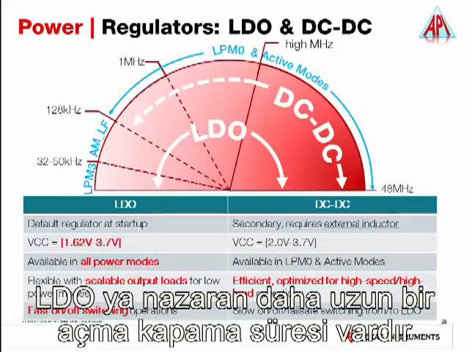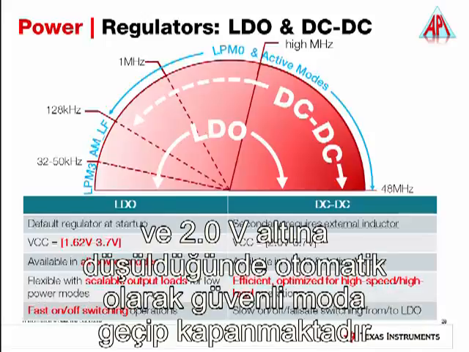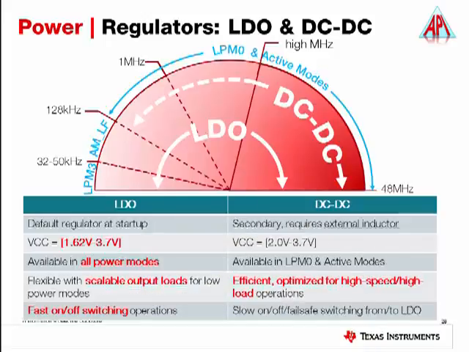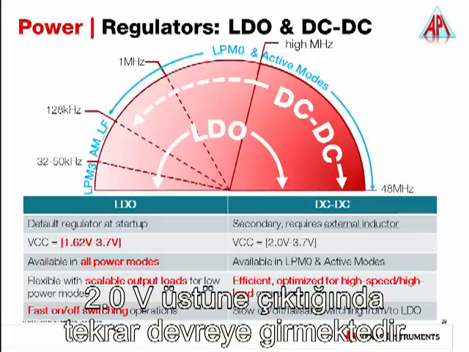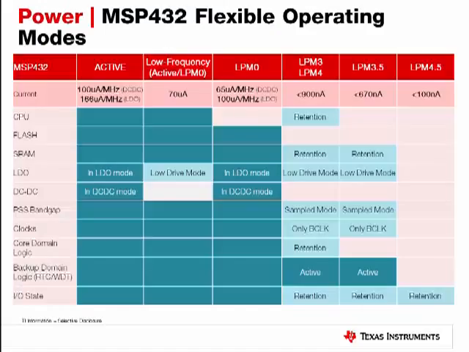DC-DC also requires a longer time to turn on and turn off than the LDO. In the event that VCC drops below 2 volts, the DC-DC will automatically turn on the fail-safe switching mode and turn back to LDO. Once the VCC rises above 2.0 volts again, it will switch back to DC-DC automatically.